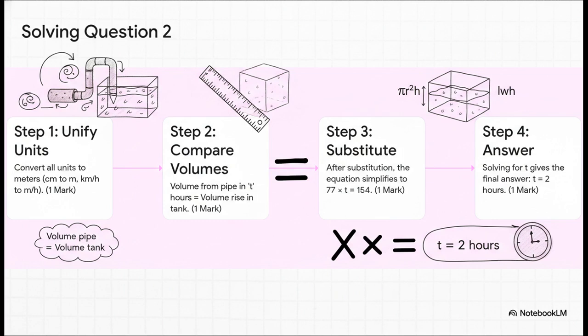Unify your units. They give you kilometers per hour, centimeters, and meters. You have to convert everything to 1 unit. Let's use meters. I'm telling you, this is the #1 place people lose marks. Get that right, and the rest is easy.